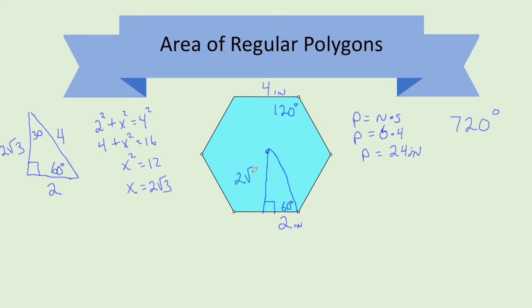So I'm just going to move it over here. All right, so here's our area formula. Area equals 1/2 apothem times the perimeter. Area equals 1/2 times 2 root 3 times the perimeter, which was 24. So the area is 24 root 3. Remember, we multiply the outside numbers. 1/2 times 2 is 1. 1 times 24. 24 root 3 inches squared.